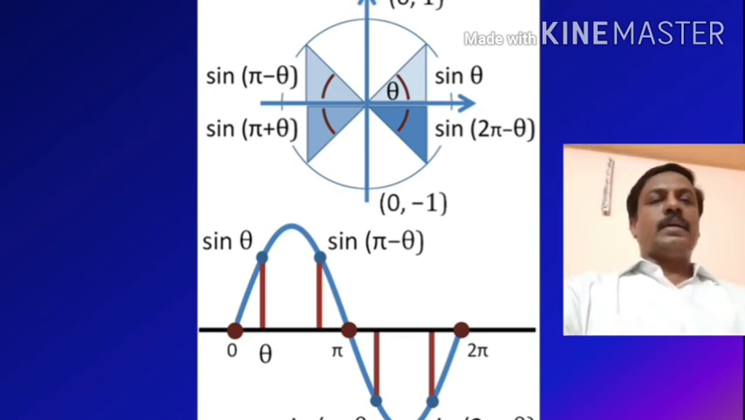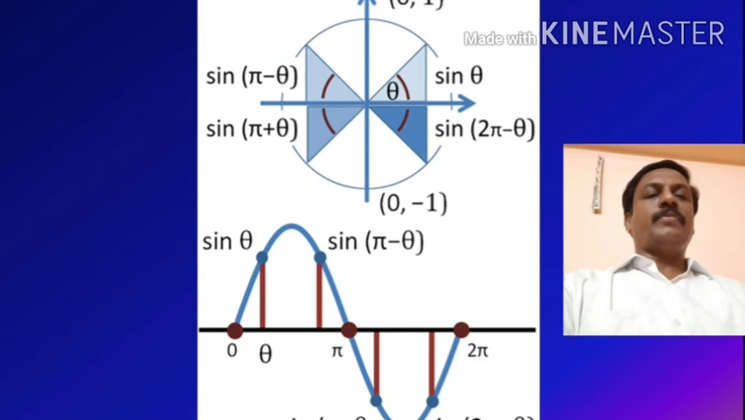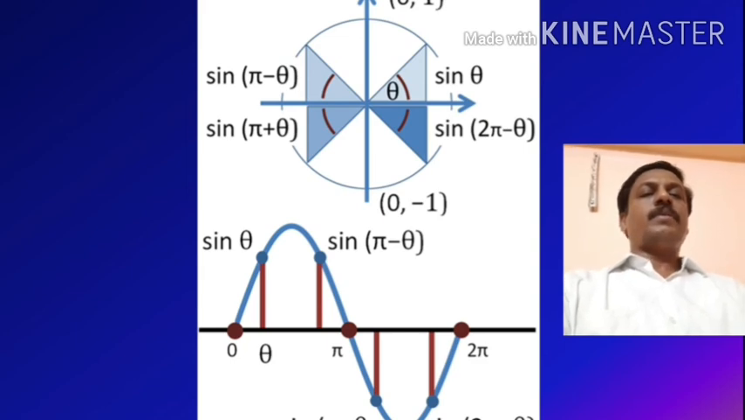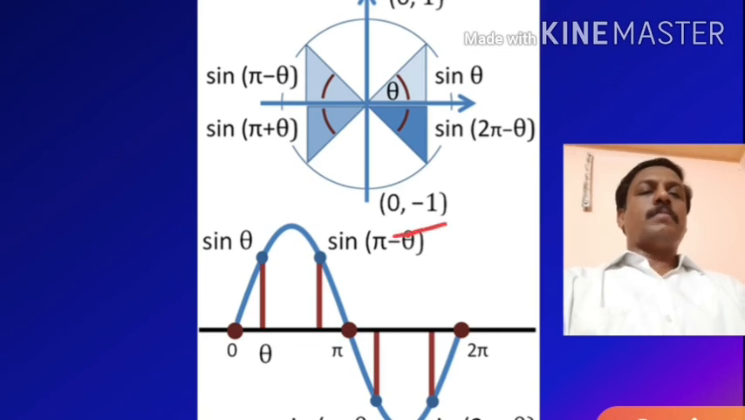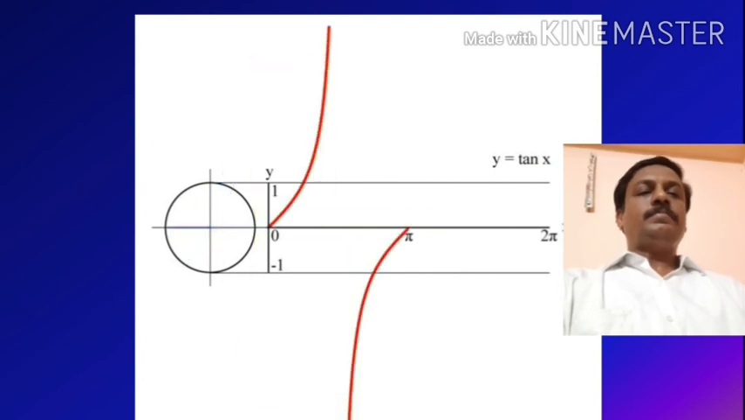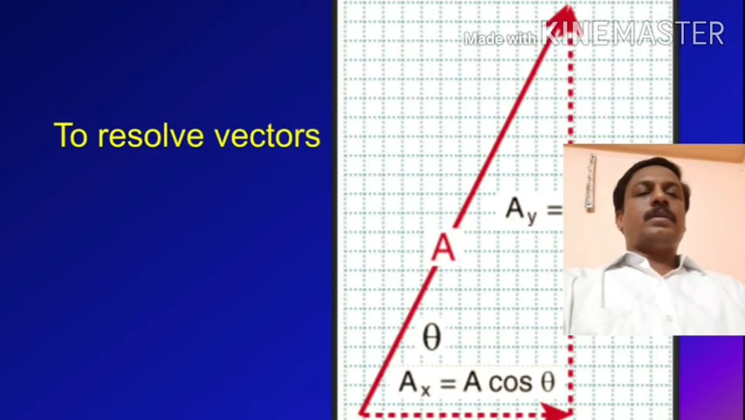So you can see here the value of the sine function changes from 0 to minus 1. The maximum value is plus 1 and the minimum value is minus 1. Okay, so this is another graph.